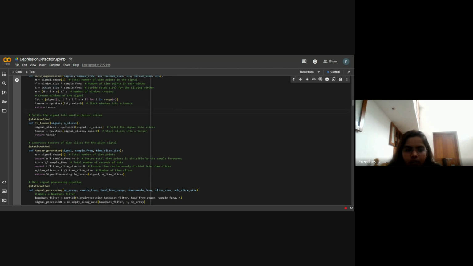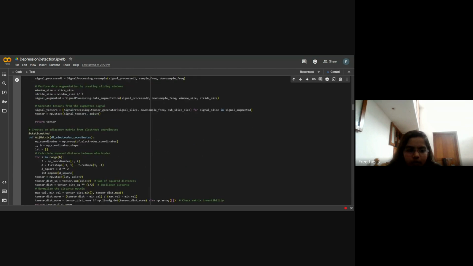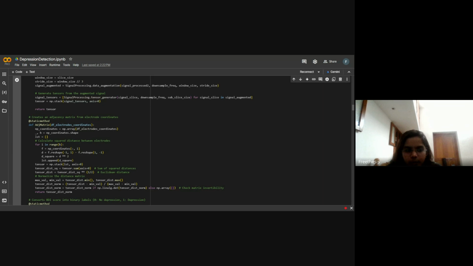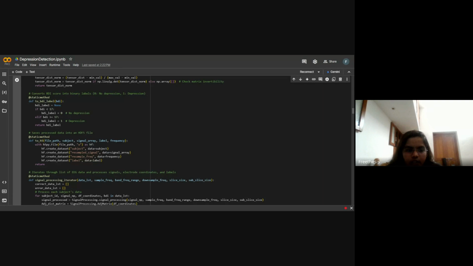Why do we store the signal in the form of a tensor? Because we use the PyTorch library, which will accept the signal size in an orderly manner while we run the model. So we store the signals in the form of a tensor, and that will be the output from the signal processing step. After that, we'll be extracting the labels, and we assign the labels like if the VDA score is greater than 17, they have no depression.